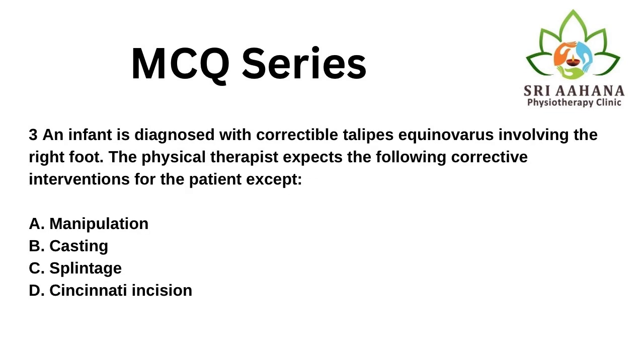An infant is diagnosed with correctable talipes equinovarus involving the right foot. The physical therapist expects the following corrective interventions for the patient except: A. Manipulation, B. Casting, C. Splintage, D. Cincinnati incision.